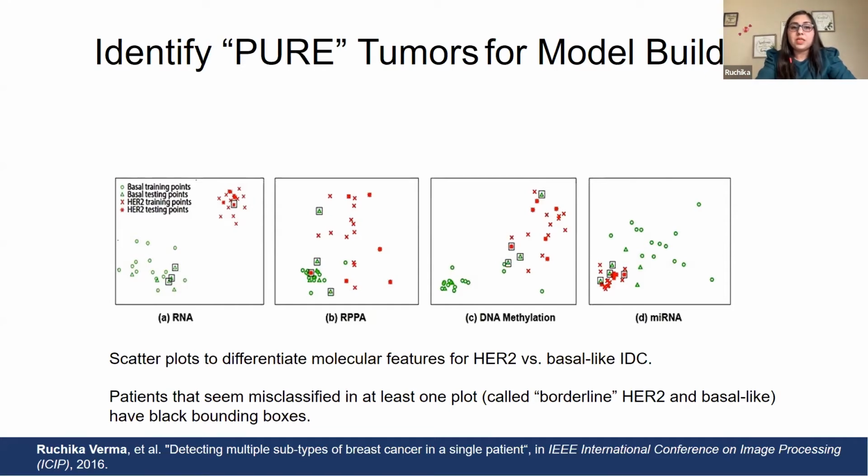The patients that seemed misclassified in at least one plot, we call borderline, because there is a possibility of coexistence of different molecular subtypes in these patients. Those are represented here using bounding boxes. When we built our models, we made sure not to include these patients for training, but to use them for testing to see if our model can identify different subtypes in these patients. So for training our model, we used only pure cases, but for testing, we kept some pure as well as borderline patients.